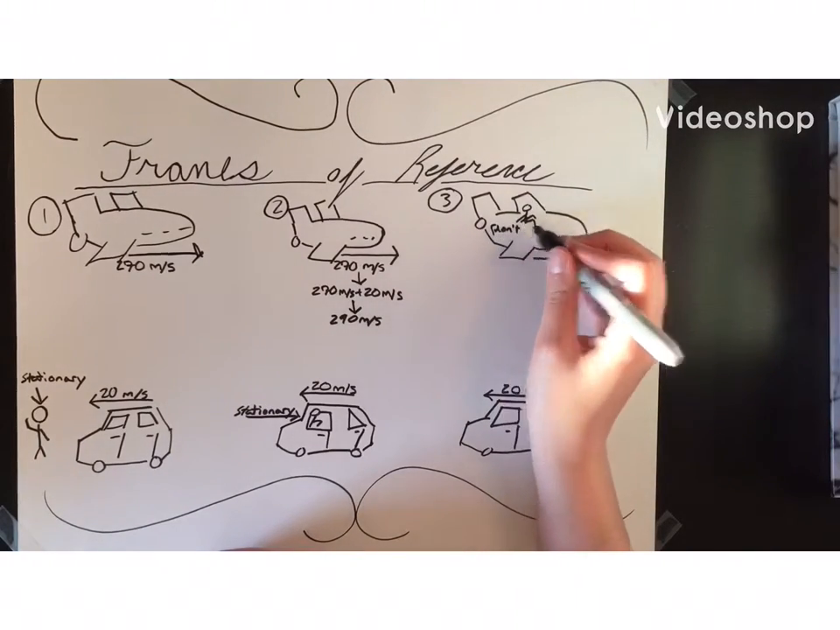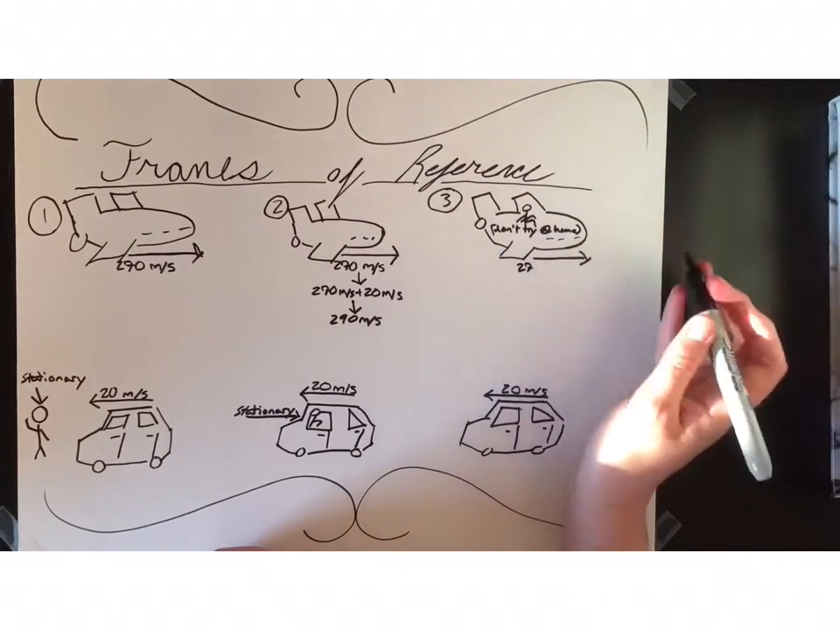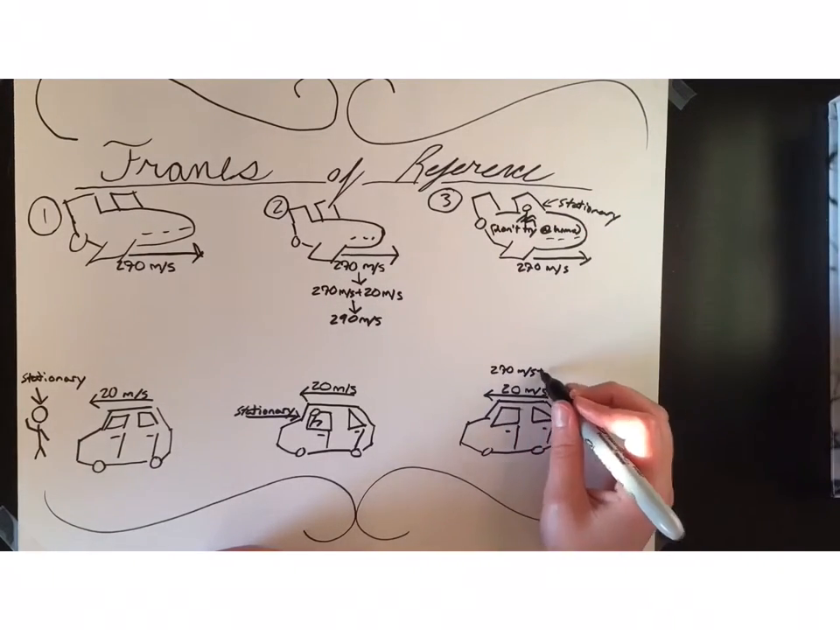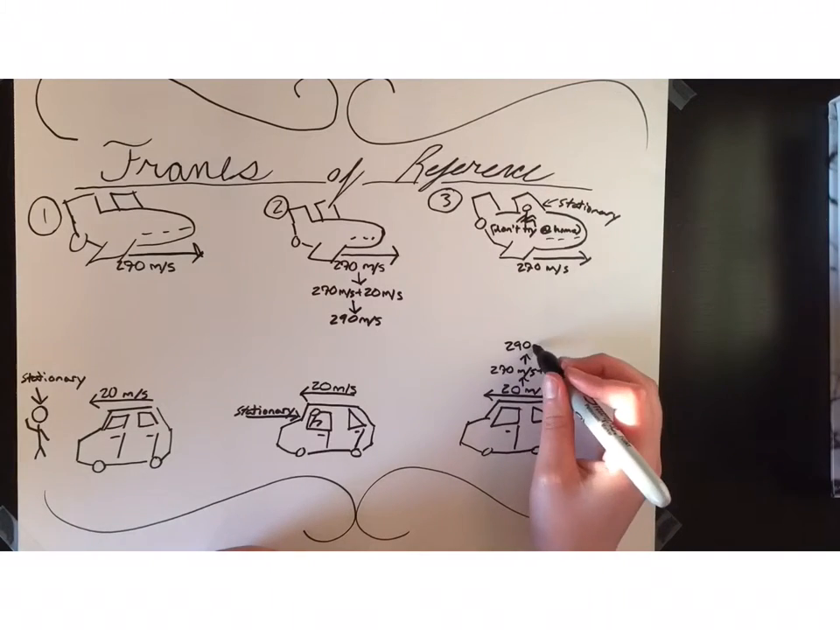Finally, the third option is viewing this scenario from the plane. The plane is stationary while the car appears to be traveling faster. 270 meters per second is now added.